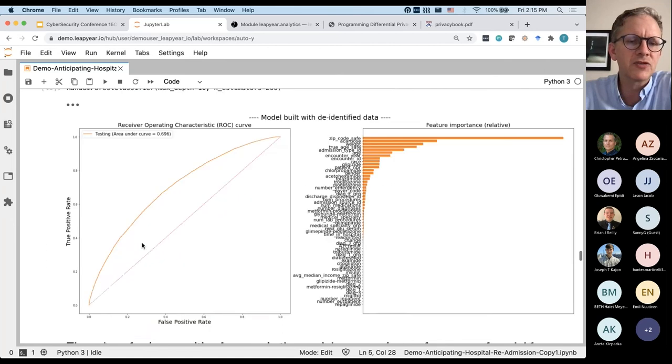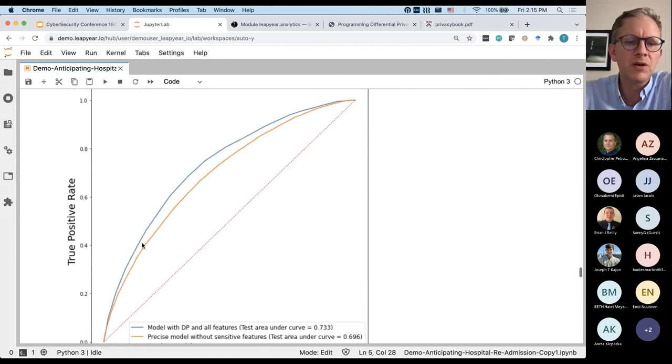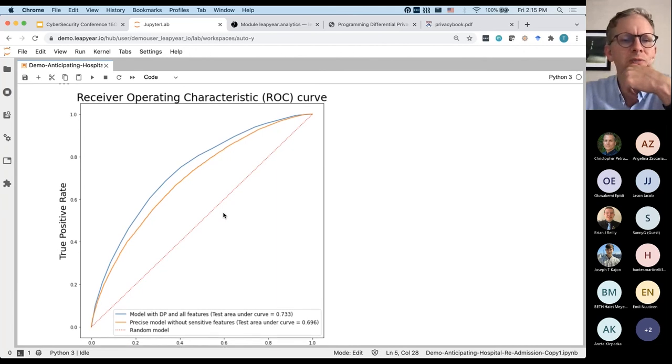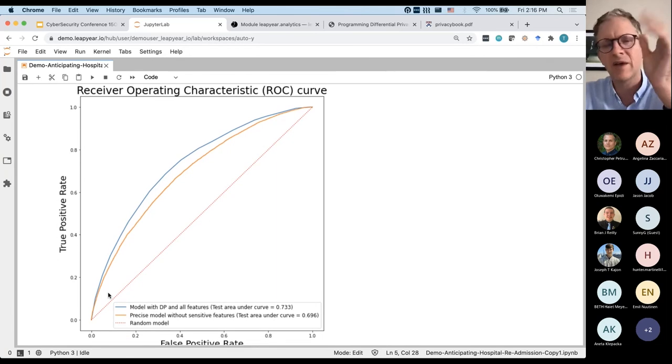The last imagery I'll leave with you here is, maybe I need to zoom out just a bit here, but what I'm showing is just an example. I'm not going to go into it. If you're familiar with the receiver operating characteristic curve, great.